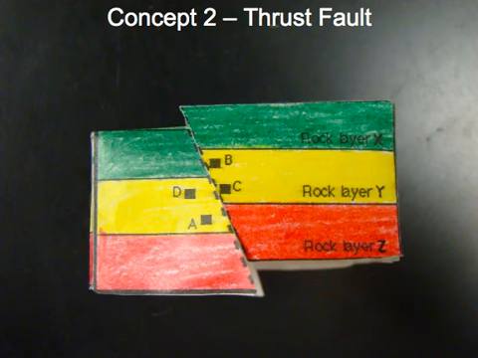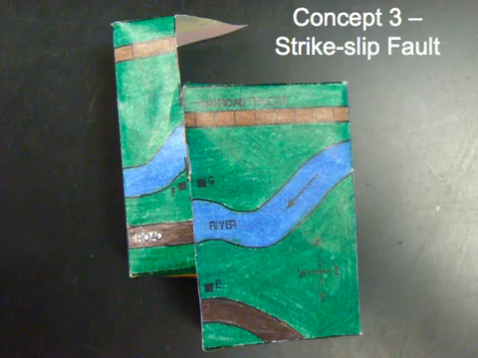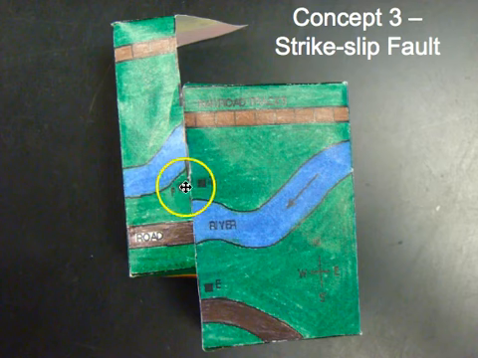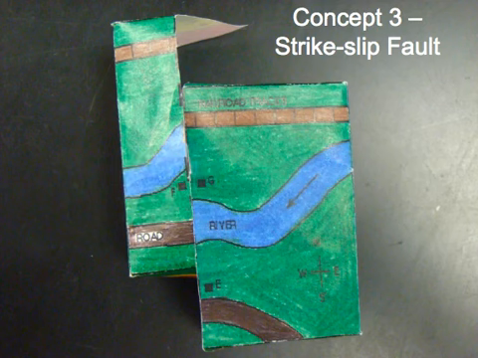So this would be created by compression forces, things coming together. Now the third concept was to create a strike slip fault. And that was this right here. And it said move point F so that it's next to point G. So we moved F so that it's next to point G. So theoretically this was still, and then we moved F.